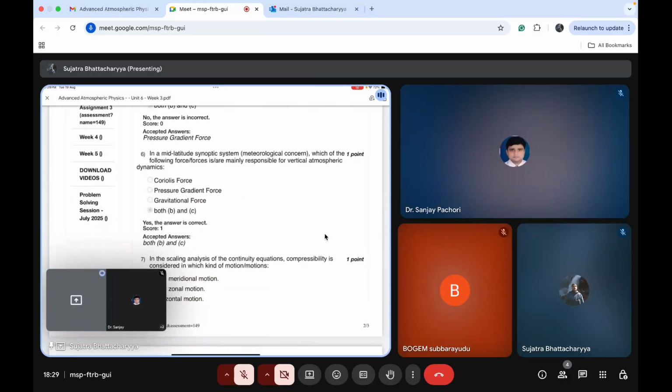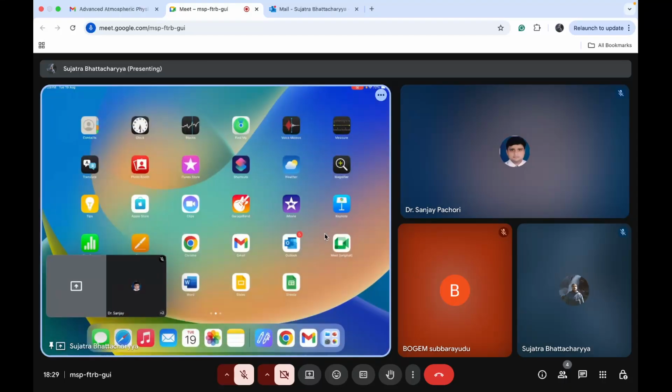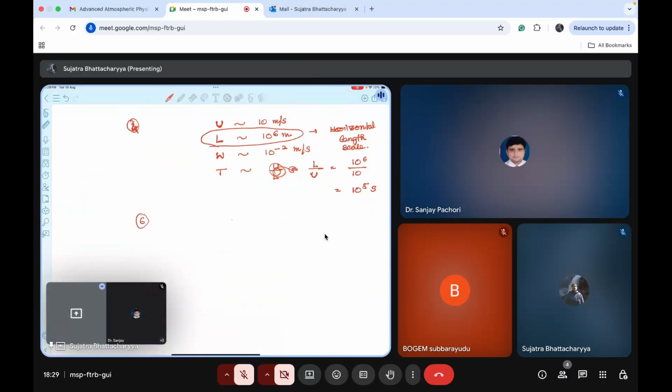Okay. In a mid-latitude synoptic system, which of the following forces are responsible for vertical atmospheric dynamics? Here gravity is number one, which is very important, and the pressure gradient force also. Why? Because, for the sixth one, if you look at the momentum equation, dw/dt is minus 1 by rho times dp/dz minus g, and there is a Coriolis force also. But the Coriolis force magnitude is very, very weak there. I will show this through what you call scale analysis, that you will find this Coriolis force is very, very weak. The previous one, the fifth, can also be shown, but I'm not showing that. The sixth one I will show using scale analysis today, where you will see that the Coriolis force is very, very weak there.